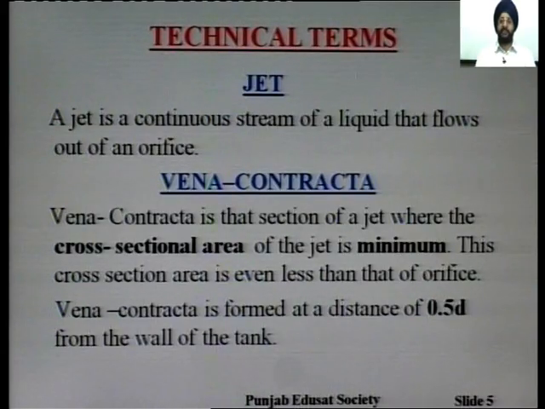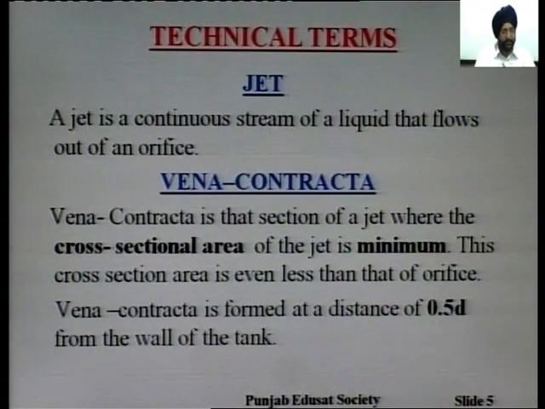Well, let us discuss some of the technical terms related to today's topic. Very simple one, jet. What is a jet? A jet is a continuous stream of liquid that flows out of an orifice. It is a stream of a liquid. Then a very important term, the vena contracta. Vena contracta is that section of a jet where the cross-sectional area of the jet is minimum.